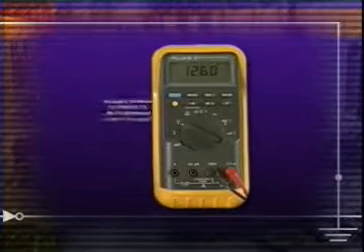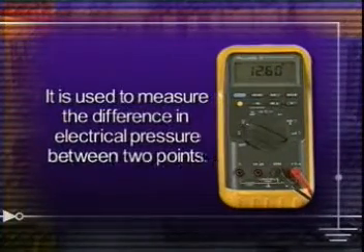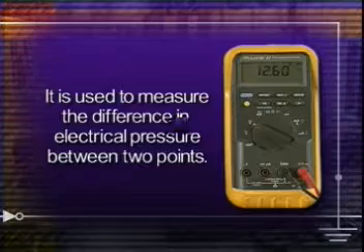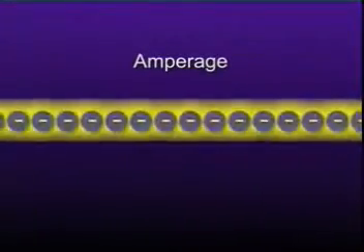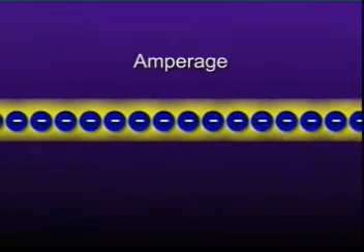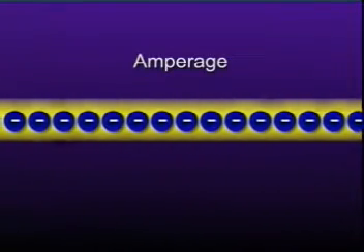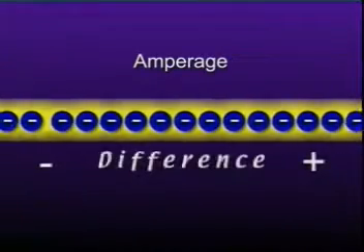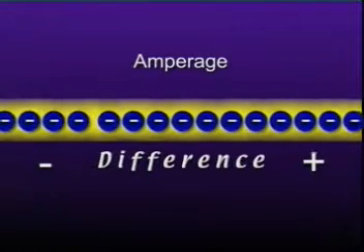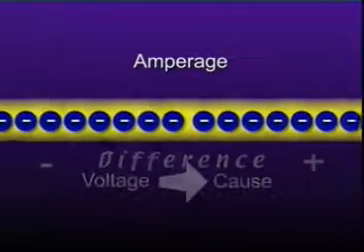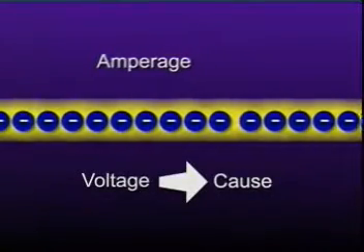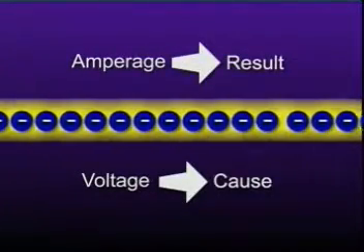To measure voltage, a voltmeter is used. It is used to measure the difference in electrical pressure between 2 points. Amperage is a measurement of electrical flow. It is the movement of electrical charges from one point to another. A current flow exists when we have a difference between positive and negative charges, and the electrons begin to move in an orderly manner. Voltage causes the movement, and amperage or current is the result.